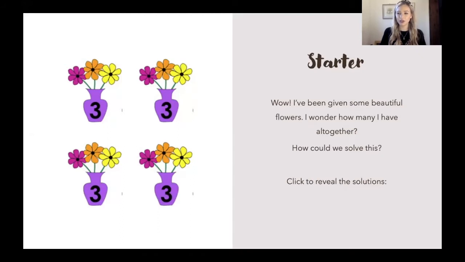You can pause the video to have a think now. You can talk to someone who's with you, or if you're at school you could have a discussion. So pause the video now to have a go at that.